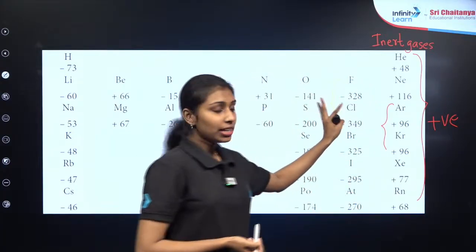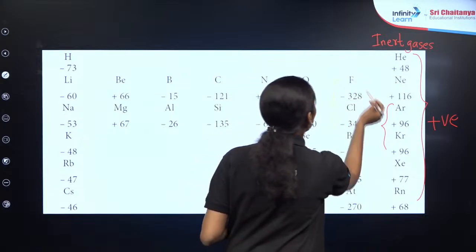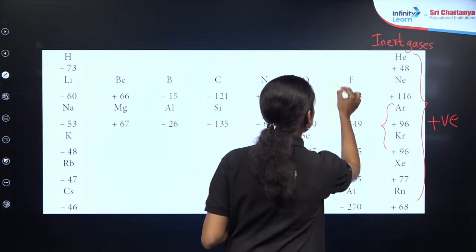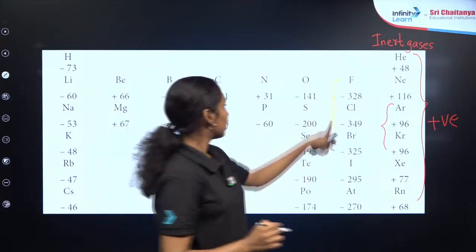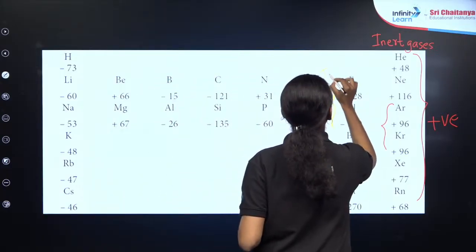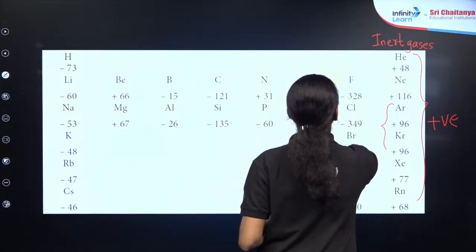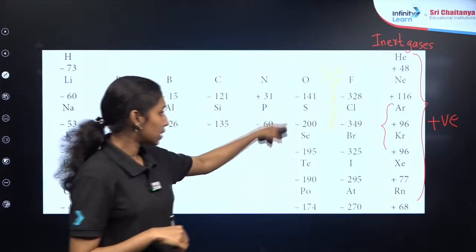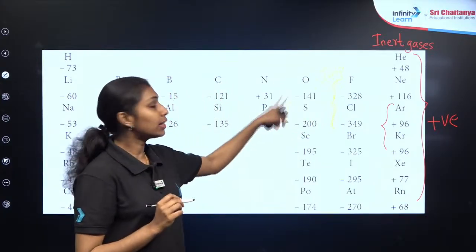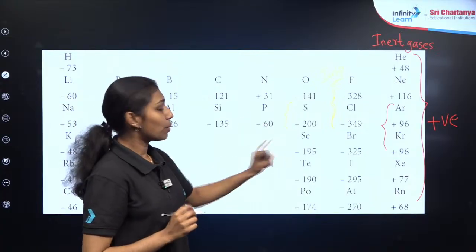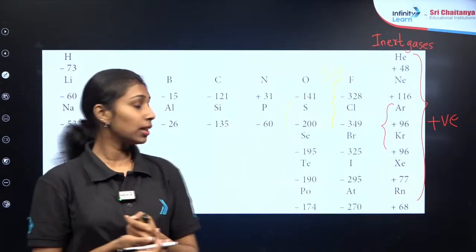As I already mentioned, fluorine has a less negative electron gain enthalpy than chlorine, right? This should be noted. This is the important point. More questions will be coming in your exams. Similarly, in the case of oxygen and sulfur, sulfur experiences a more negative electron gain enthalpy value than oxygen. Same as the anomalous pair, right?